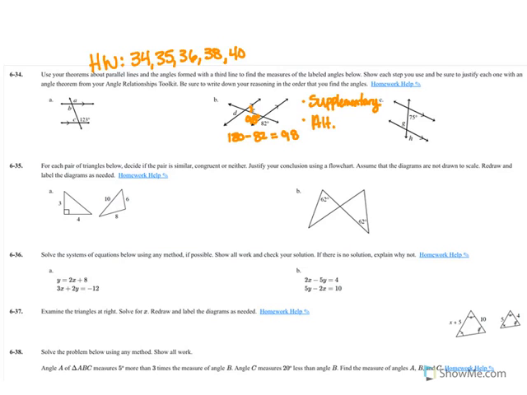The next one is alternate interior angles. Alternate interior angles are congruent. These equal 180 degrees, right? This is congruent. So we know this is 98 degrees.